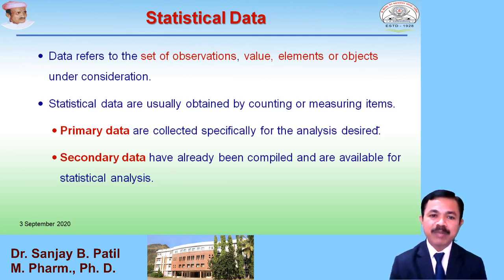One is primary data and second is secondary data. So what is primary data? The data which is collected specifically for the analysis desired. For example, by performing an experiment, the observations which are obtained are the examples of primary data.